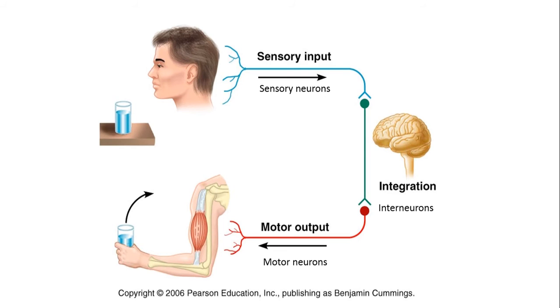In the central nervous system, in the spinal cord and the brain, we have what's called integration. We make sense of that, and then the information travels back out via motor neurons. But again, notice the unidirectionality. Sensory neurons carry information to the CNS. Motor neurons carry it from it. Remember, sensory neurons are referred to as afferent neurons, and motor neurons are referred to as efferent.